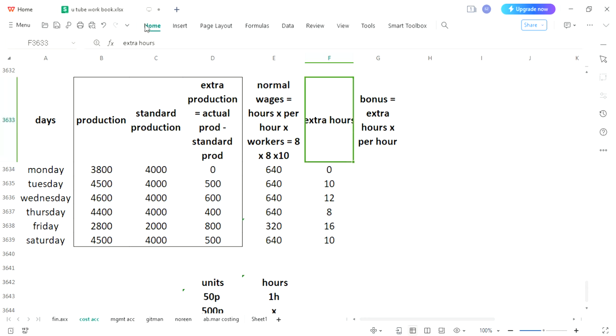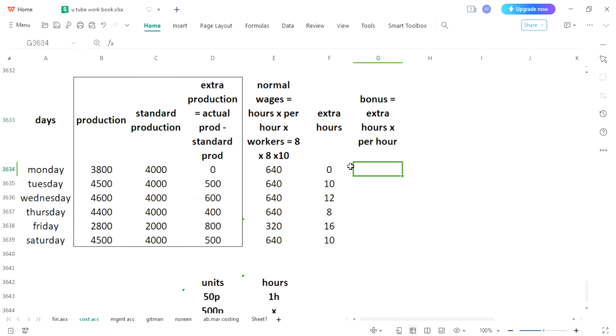Okay, from here we can now apply our formula of bonus: extra hours multiplied by per hour. Extra hours are mentioned over here, and per hour is 8. Extra hours multiplied by 8. Again extra hours 10 multiplied by 8. Extra hours 12 multiplied by 8.